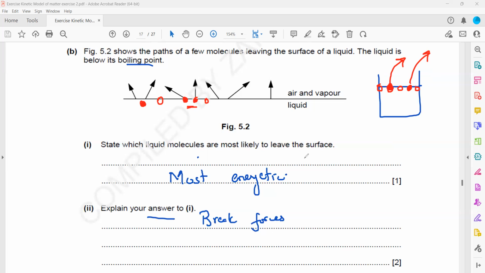So the most energetic molecules will escape. And why can they escape? Because they have high energy, they can break the intermolecular force, and they can do work against the force which resists their motion. That's why they can escape. So the second one is of 2 marks. They have more energy, so they can easily break the bonds.